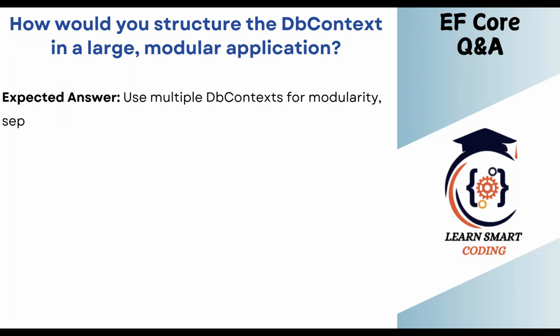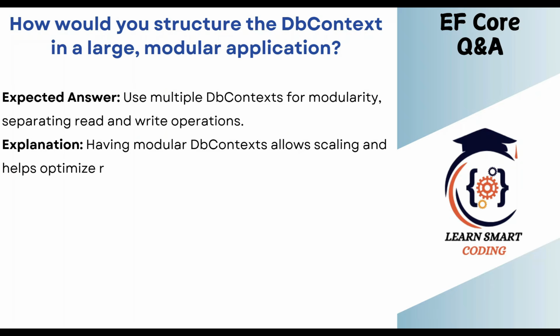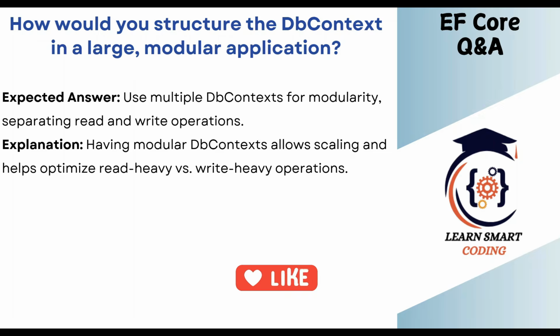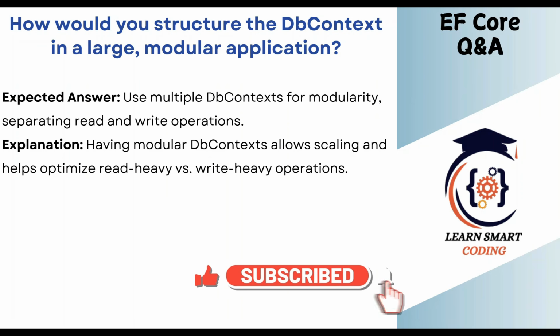How would you structure the DbContext in a large modular application? As you are entering a bigger organization, the application is big, and the database has a humongous number of tables. So how do you handle it? In modularity, what they are saying is, if you use a DbContext separated for read operations and write operations, that will help to have good performance. So that's how you structure it.